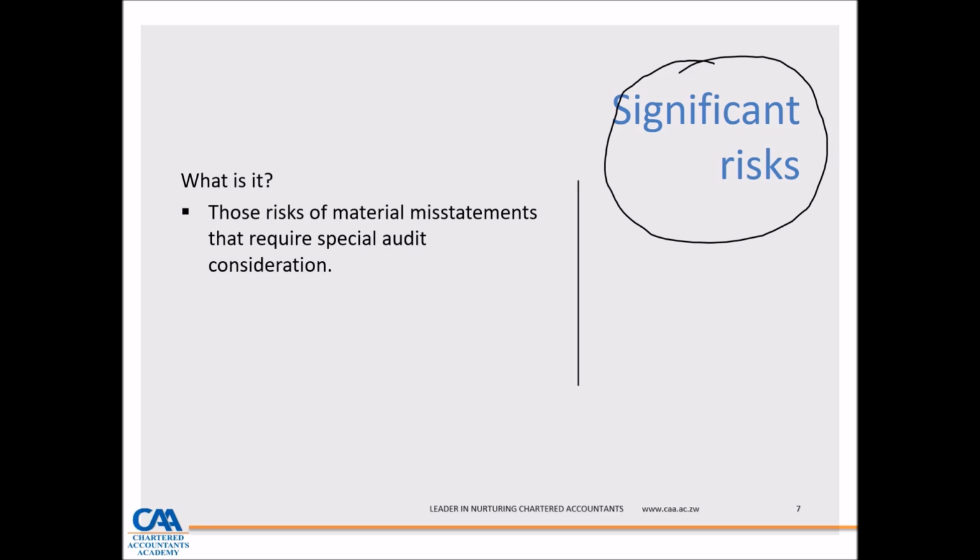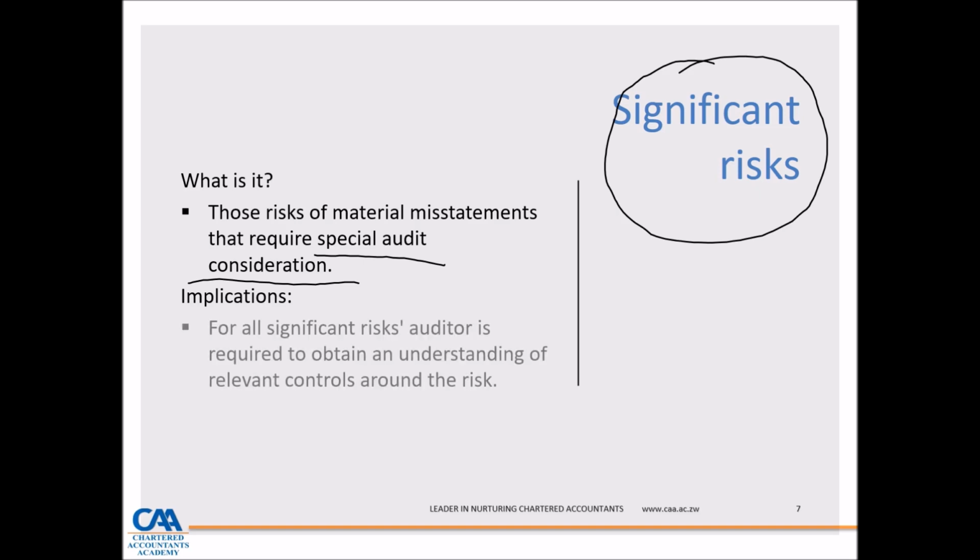Then as part of the auditing process, there's a category of risk that is put as significant risk by auditors. So what is a significant risk? To put it simply, a significant risk is a risk that requires special audit consideration. So in other words, the auditor is simply saying, I'm going to pay particular attention to these risks. And from an auditing performance perspective, what is the implication? So for all significant risks, the auditor is required to obtain an understanding of relevant controls around the risk or that mitigate the risk.